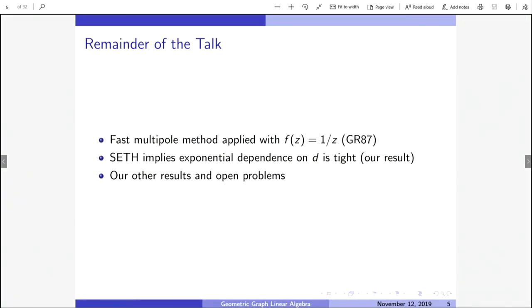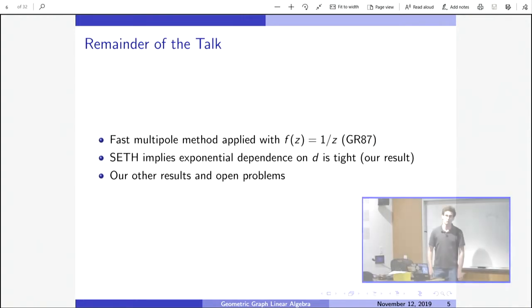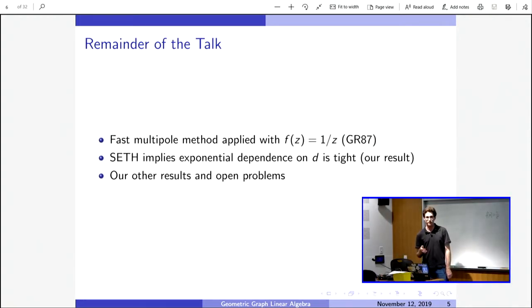So for the rest of the talk, I'm going to start by going through the fast multipole method in greater detail. For those of you who haven't seen the fast multipole method before, I'm going to tell you how it works for this function. And then afterwards, we'll look into whether this exponential dependence on D is tight. And we'll show that it actually is, given the strong exponential time hypothesis, a popular conjecture in complexity theory. And then at the end, I'll talk about some other results that we proved in this work and some open problems related to this.